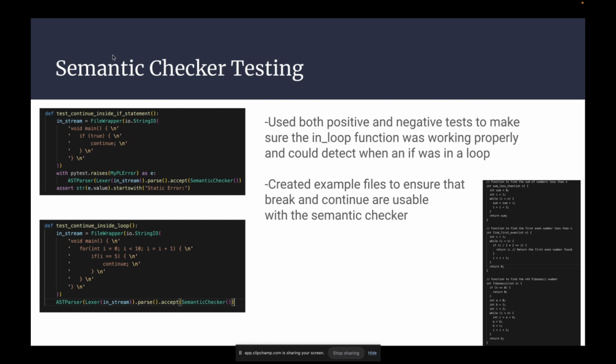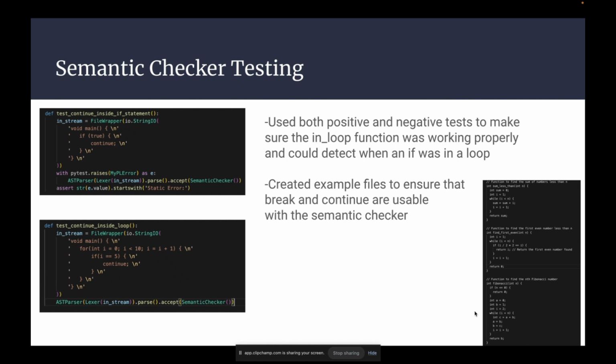So what I did to check the semantic checker is, again, I made some positive and negative unit tests. For example, this is an if statement that is not in a loop, and it's trying to use a continue statement, which would be an error. This test passes, and then here's another test I made. It is an if statement that is in a for loop using a continue, which is valid.